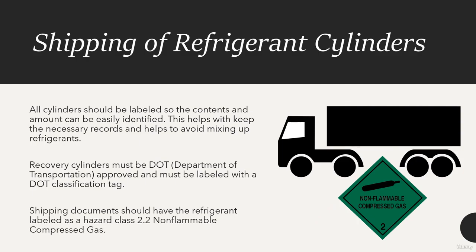As mentioned earlier, all cylinders should be labeled so the contents and amount can be easily identified. This helps with keeping the necessary records and helps to avoid mixing refrigerants. Recovery cylinders must be DOT, or Department of Transportation, approved and must be labeled with a DOT classification tag. When shipping refrigerants, shipping documents such as a bill of lading should have the refrigerant labeled as hazard class 2.2 non-flammable compressed gas. This is the majority of refrigerants, excluding things like isobutane and propane.